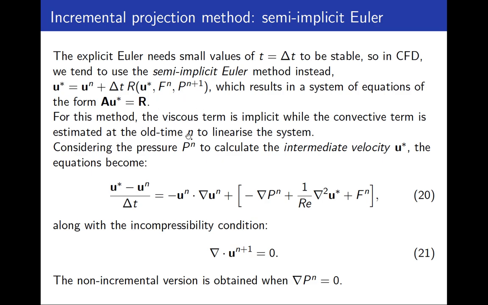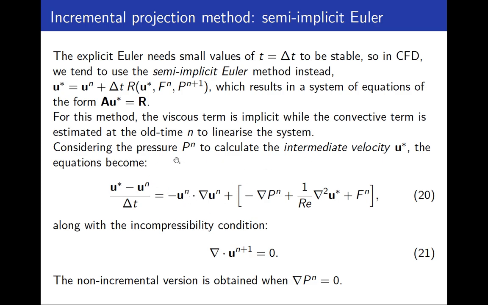For the semi-implicit method, the viscous term will be implicit, as you can see here, while the convective term will be estimated at the old time n. This is just to linearize the system. So now we have equation 20, which was discretized using the semi-implicit method. You can notice that we have the Laplacian in terms of the intermediate velocity. We have the pressure evaluated at the old time, the source terms evaluated at the old time. Also, the convective term is evaluated at n.